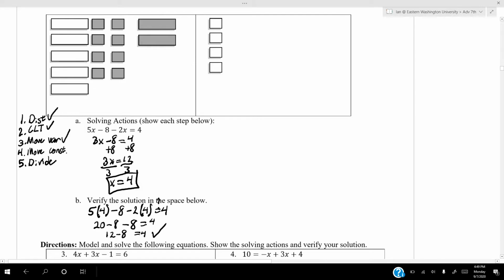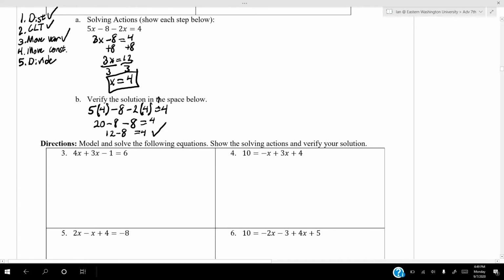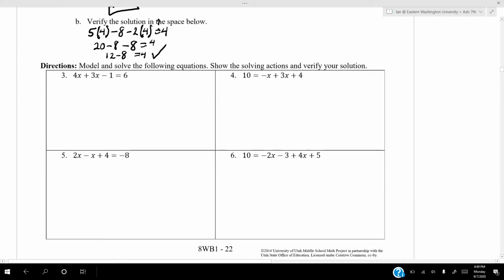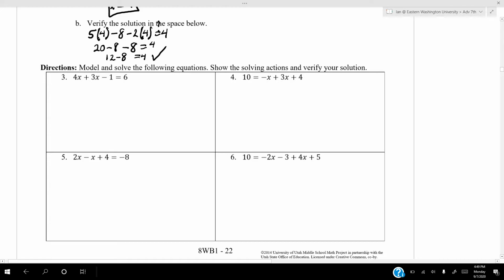That was perfect. So now we're going to model and solve these equations. So I'm going to do one of these for you guys, and I want you to do the rest. I'll do more in class, but I want to do one in this video. So let's work on this one over here. 4x plus 3x minus 1 equals 6.